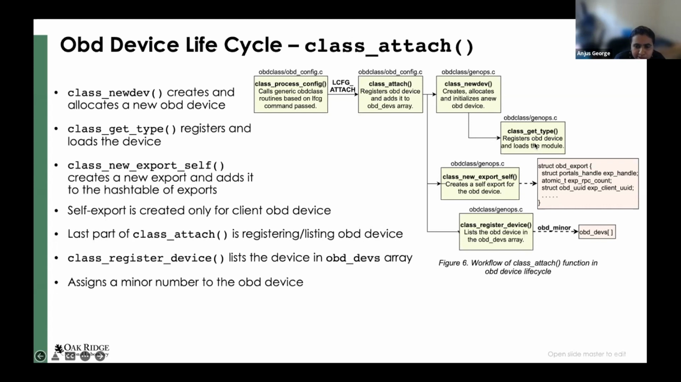The OBD device then creates a self-export using the function class new export self. A self-export is created only for a client OBD device. The last part of class attach is registering or listing the OBD device in the OBD devs array, which is done through the class register device function. This function assigns a minor number to the OBD device that can be used to look up the OBD device in the OBD devs array.